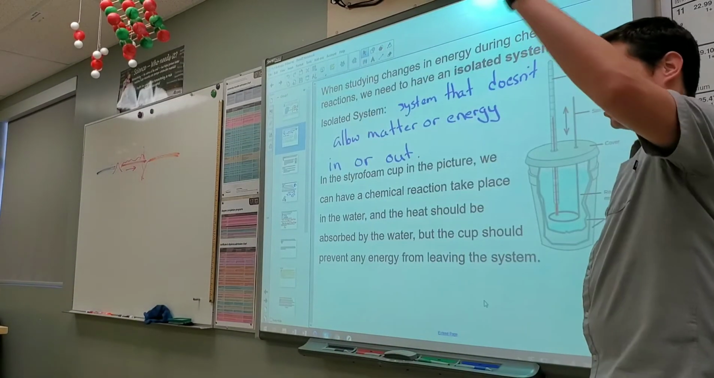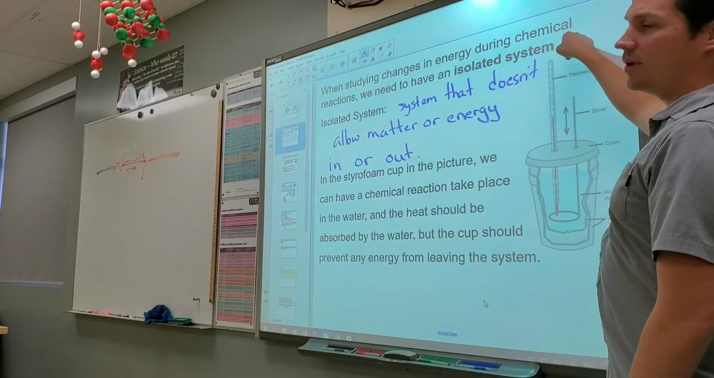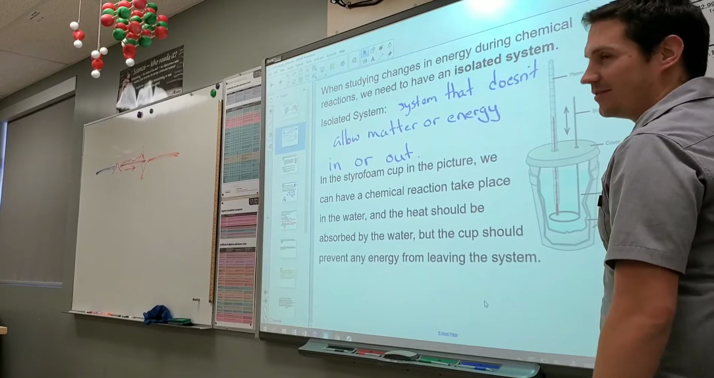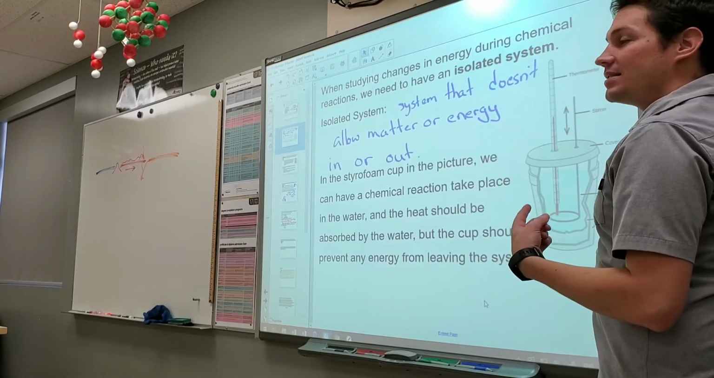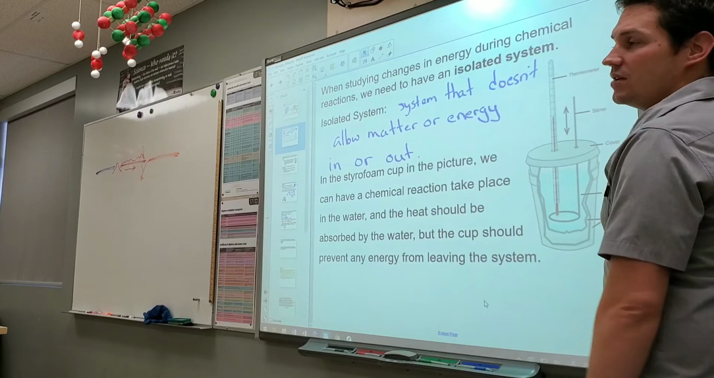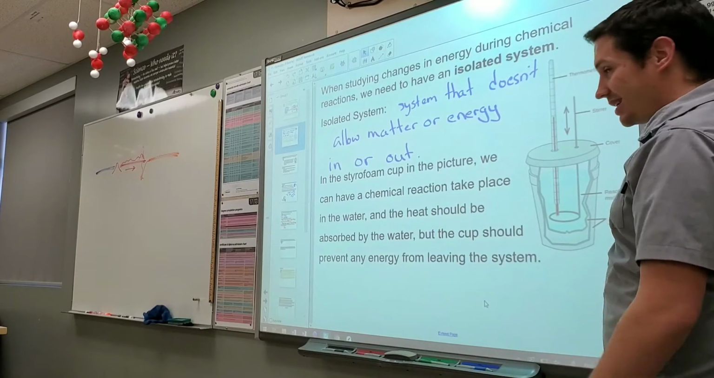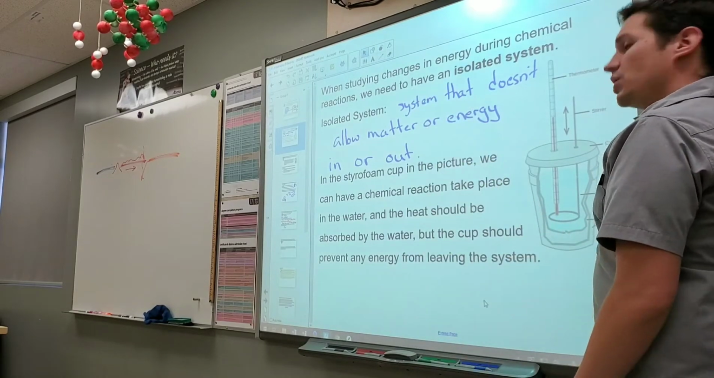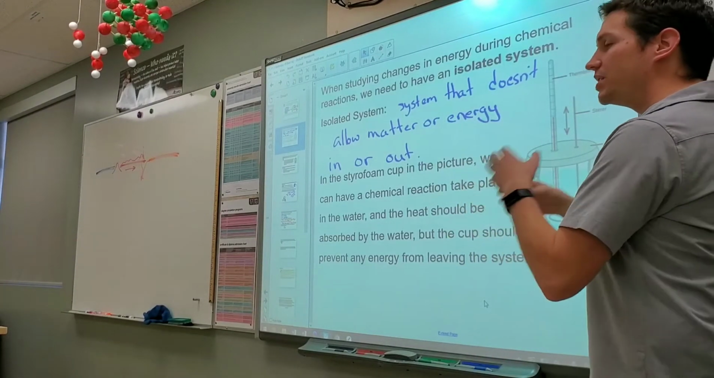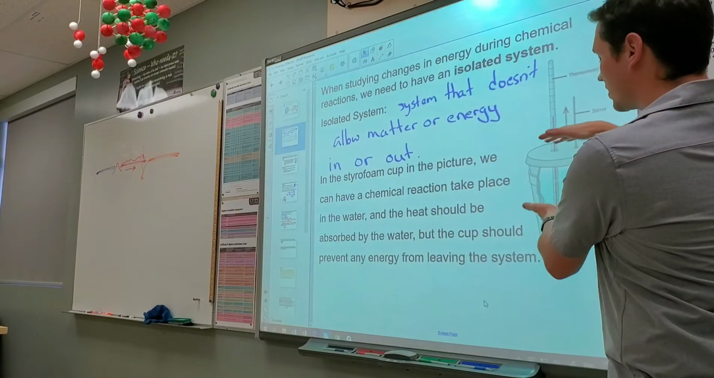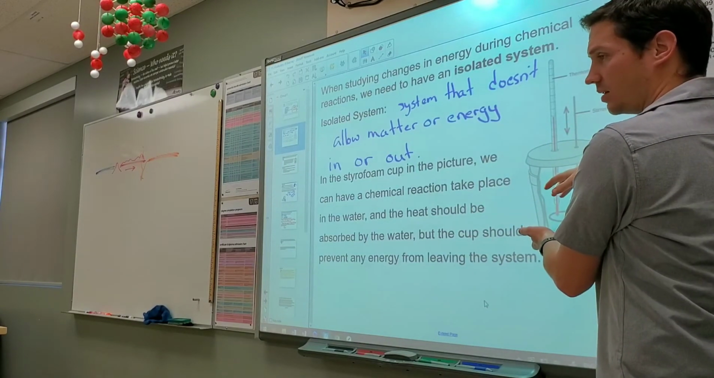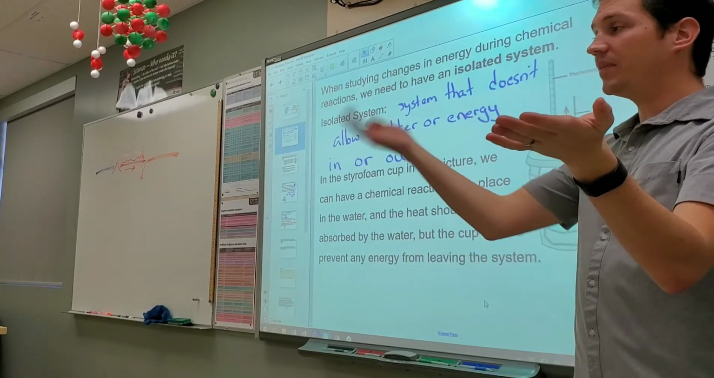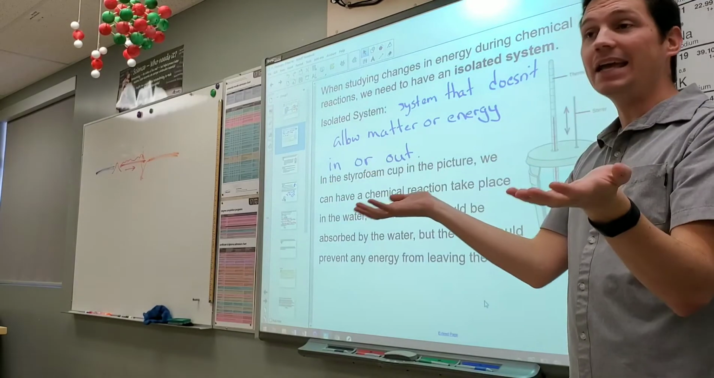Okay. So this is an important definition. You may or may not be tested on it. The idea that an isolated system allows neither energy nor matter in or out. So it doesn't exchange matter, it doesn't exchange energy with its surroundings. So if there's any energy released or absorbed, the energy changes completely happen within this isolated system. If something loses energy, something else has to gain that energy.